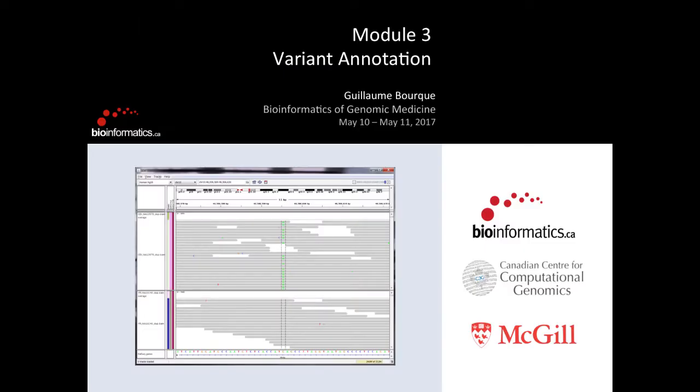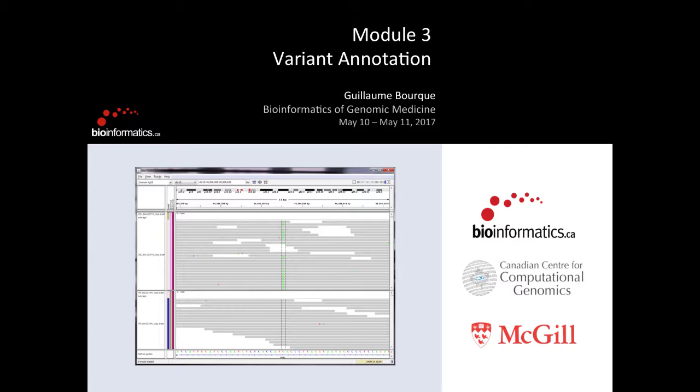So my name is Guillaume Bourque. As I mentioned this morning a little bit, I work at McGill, at the Genome Center, and I also lead the Canadian Center for Computational Genomics, that basically is a platform to do bioinformatics analysis as a service as part of Genome Canada.